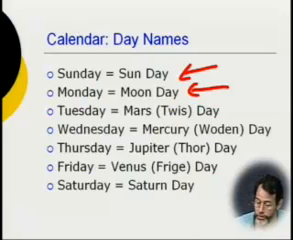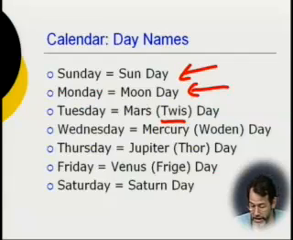Mars Day, Tiw's Day, I believe, sounds like Tiw's, I forget which language. Could be Greek, but I'm not sure about that. A version of Mars. So when you say Tuesday, you're actually saying Mars Day. Mercury Day, Woden's Day, is Wednesday. Thor's Day, which is Thursday, relates to Jupiter's Day. Frigg is another term for Venus. And Saturn's Day, of course, is Saturday.